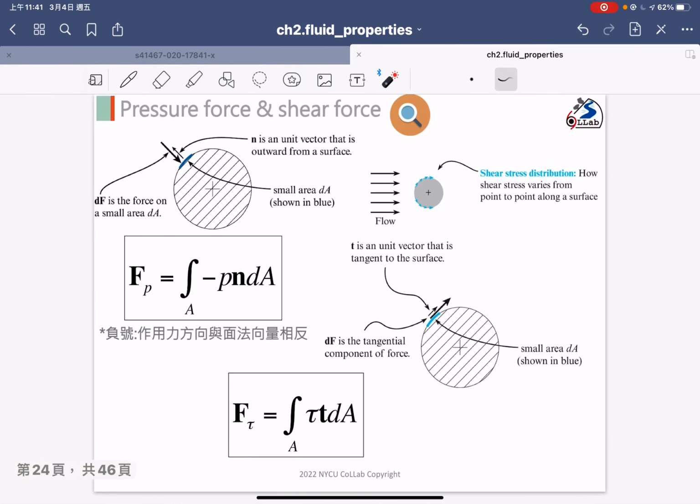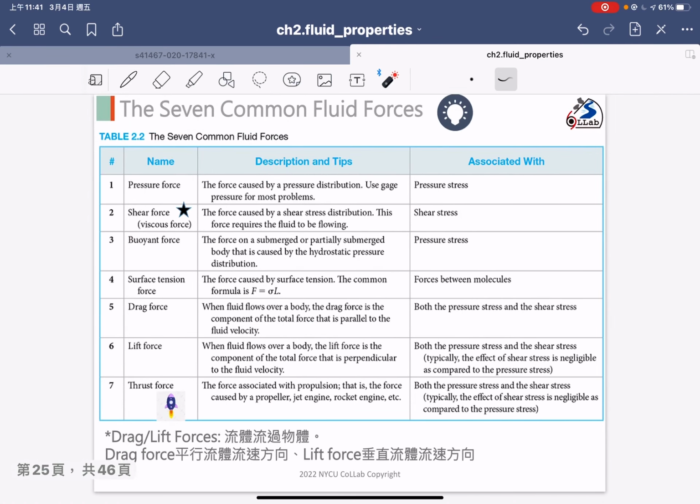Okay, and sometimes we call that the pressure. So we have the normal factor. And the shear stress is the tension factor. Okay, so that's common sense, so I just go quickly.